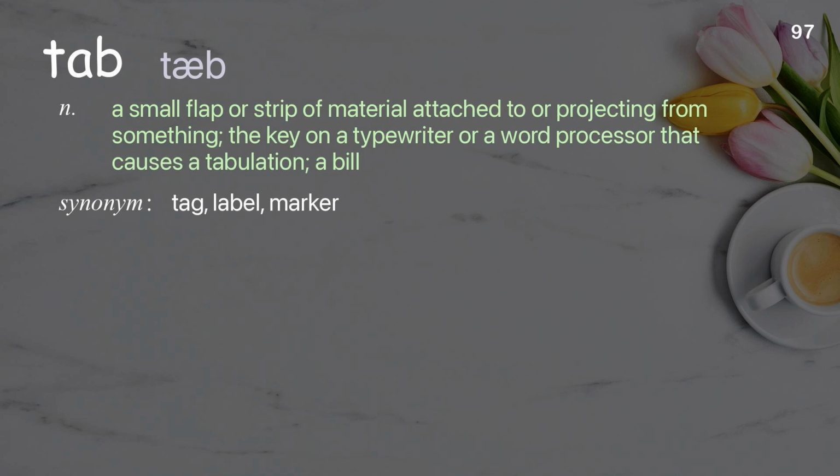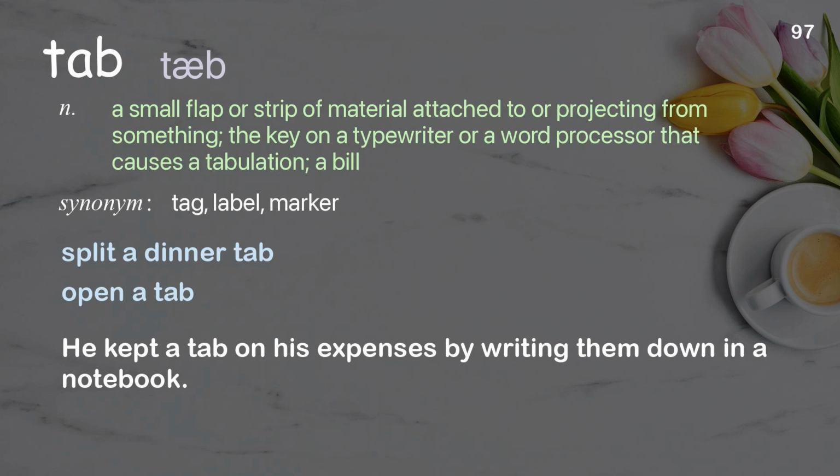Tab: a small flap or strip of material attached to or projecting from something; the key on a typewriter or a word processor that causes a tabulation; a bill. Examples: Split a dinner tab. Open a tab. He kept a tab on his expenses by writing them down in a notebook.